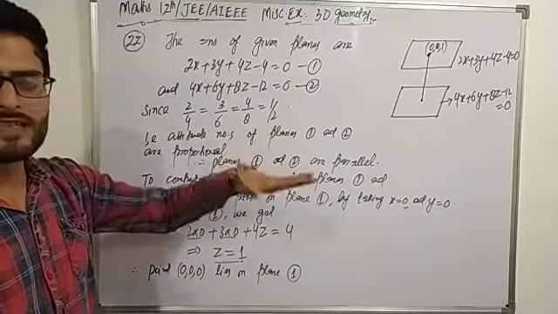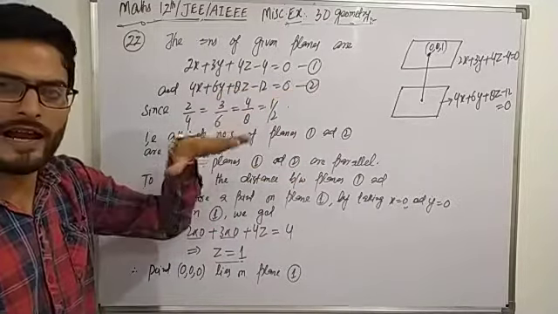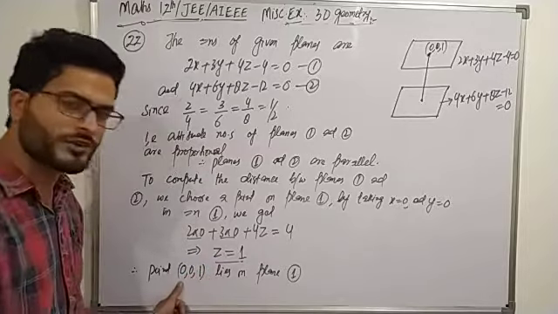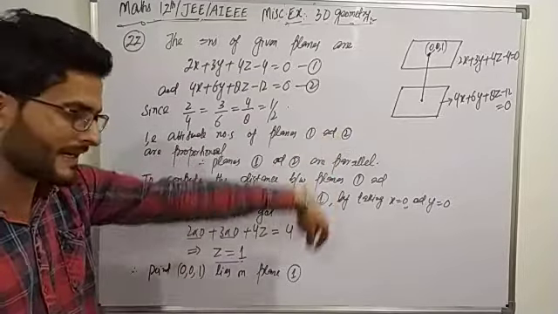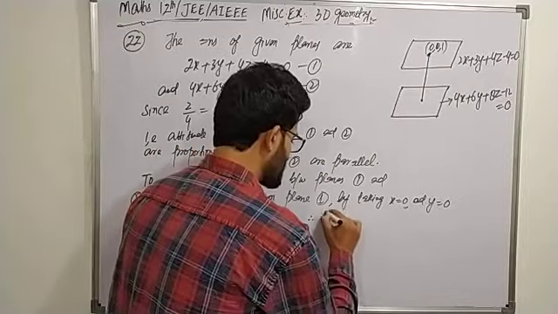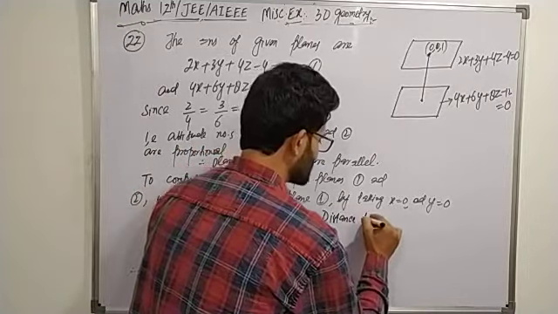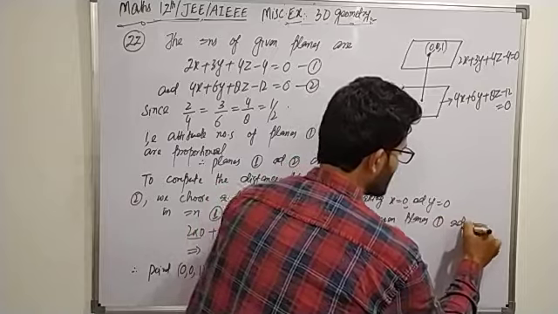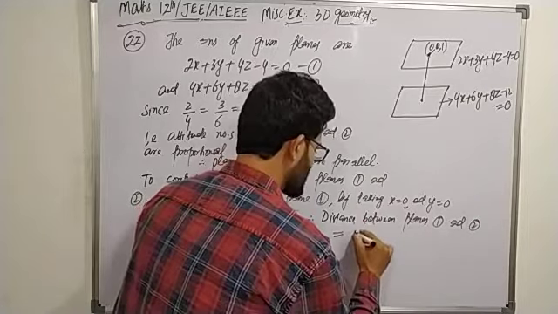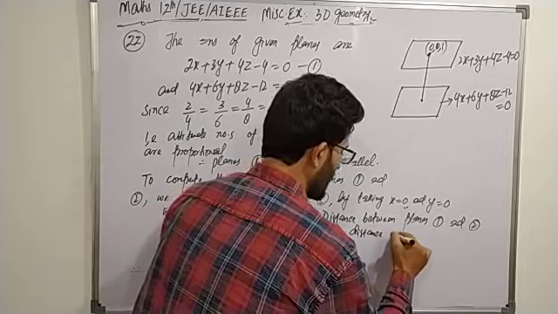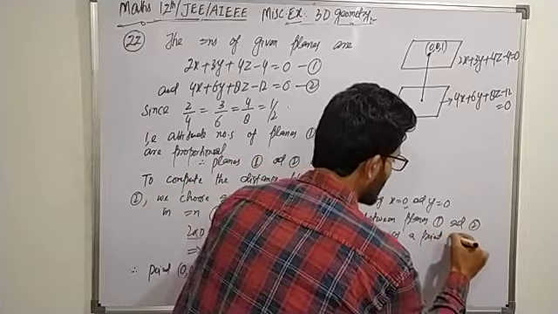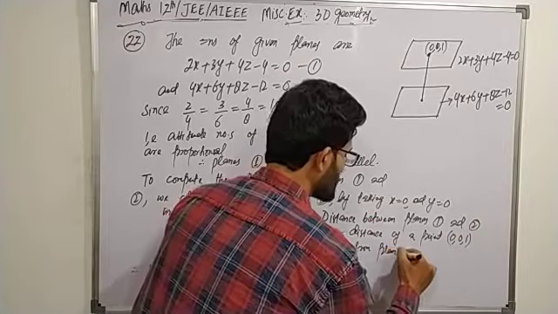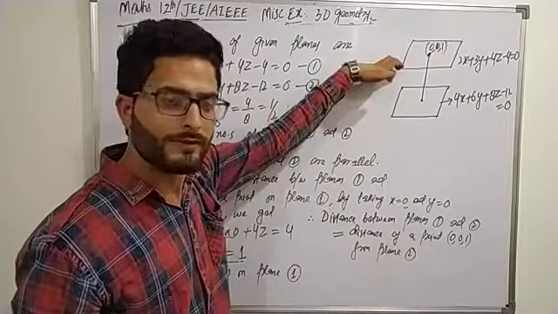अब हमें चाहिए दो planes के बीच में distance. Therefore distance between planes first and second must be equal to the distance of point 0 0 1 from plane second, क्योंकि 0 0 1 जो है that lies on plane first.